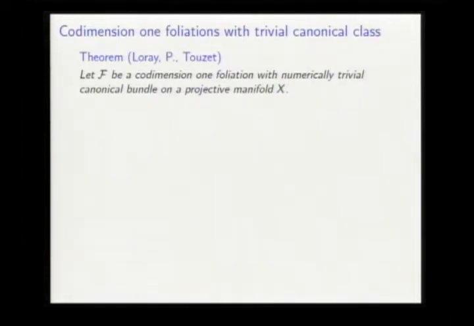Okay, so let me try to say what we were able to do in codimension 1. I have to say that essentially we have complete results only in this case, but I think it's pretty much all that you can say in that case. Okay, so let F be a codimension 1 foliation with numerically trivial canonical bundle on a projective manifold X. So we have to consider two cases. The first thing is that for this condition, K_F trivial, to be really meaningful, you have to have some kind of control on the singularities.